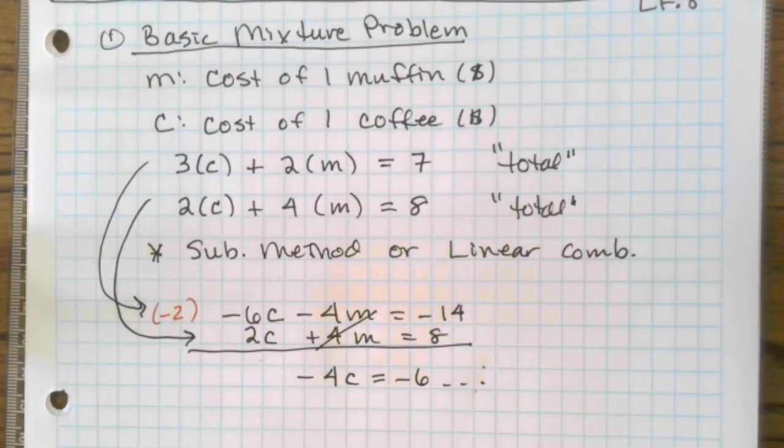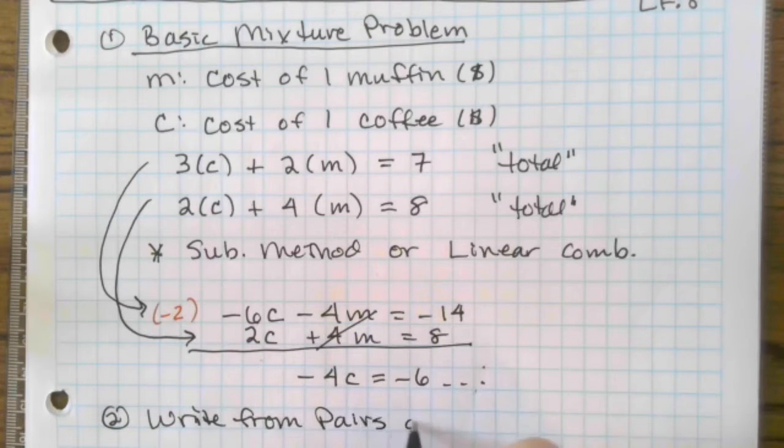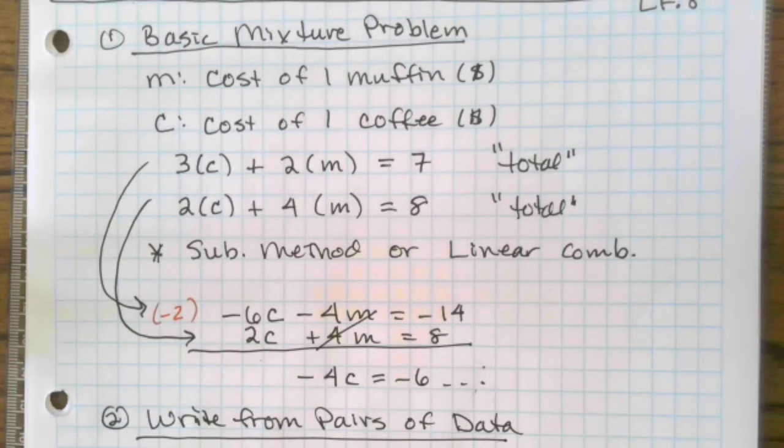The second one is a linear function from pairs of data. So we're going to write a linear function from pairs of data. Okay, so here's an example. Out of 5 people in this class, what percent own a dog? And out of 16 people in this class, what percent own a dog? What is the percent if you have 30 people?